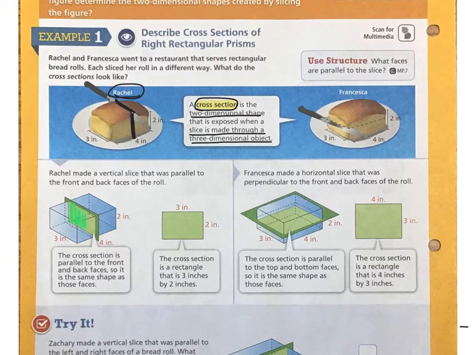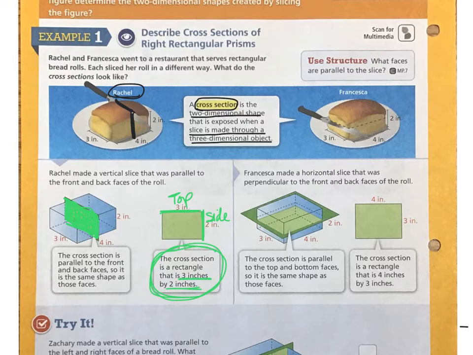this space right here in green is the slice that is made through the middle portion of that roll, where the 3 inches is the top and the dimension of 2 inches is the side. So her top and bottom are the 3 inches and the 2 inches is her side. So the cross section is a rectangle that is 3 inches by 2 inches.